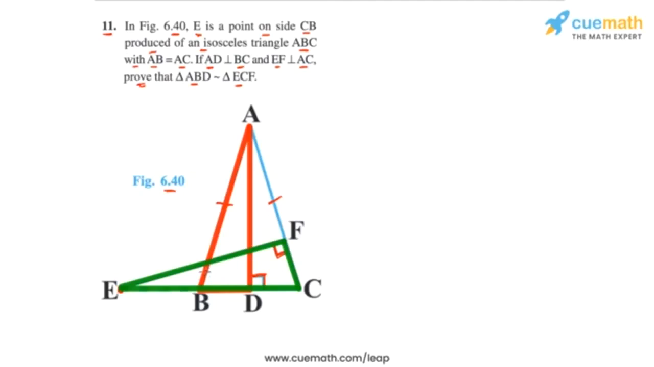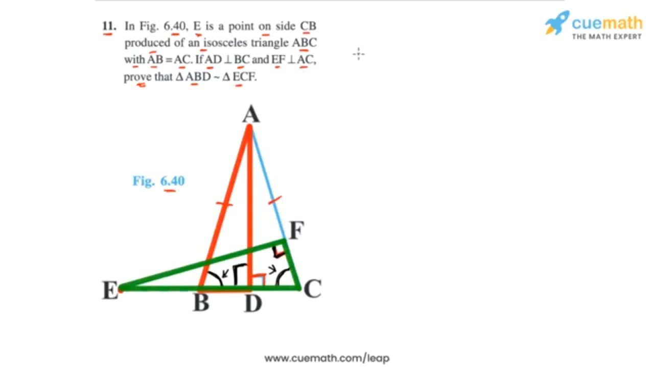So angle B in triangle ABD, the first triangle, will be equal to angle C in the second triangle ECF. And why? Well, because triangle ABC is isosceles, so AB is equal to AC. So these two angles will be equal. And then angle ADB in the first triangle will be equal to the angle at F in the second triangle, which is angle EFC. Both of these angles are 90 degrees, and therefore we can apply the AA similarity criterion to claim that the two triangles must be similar.